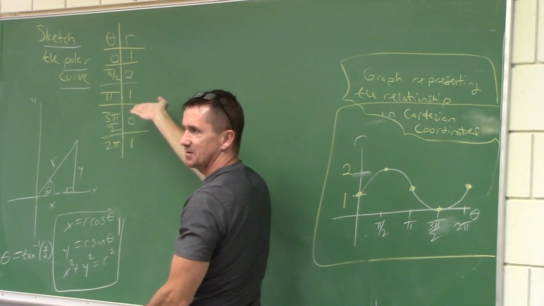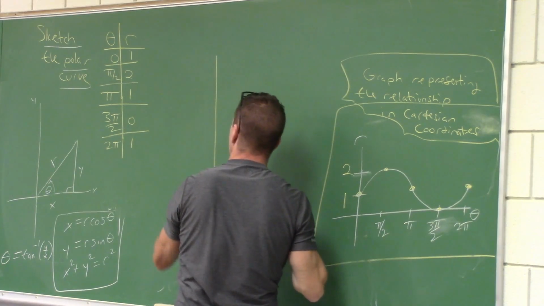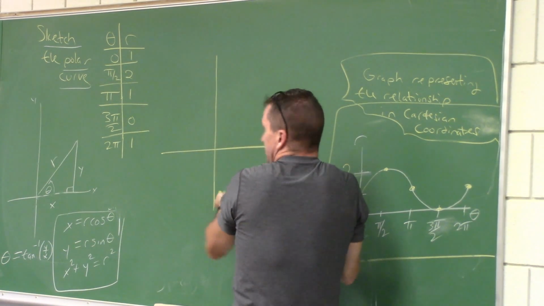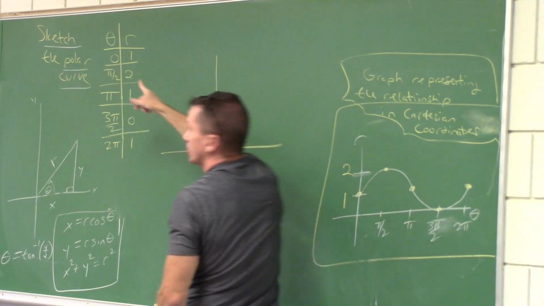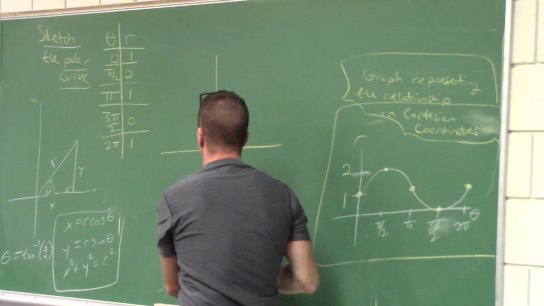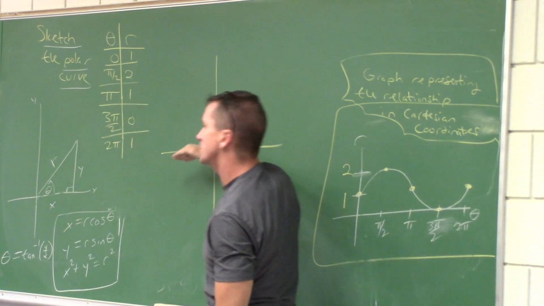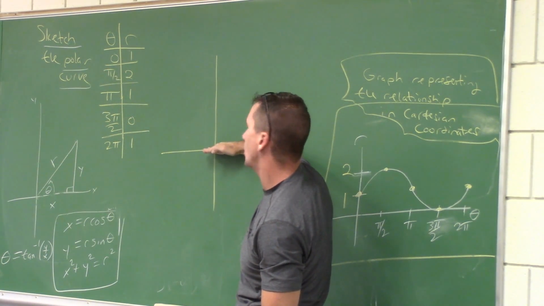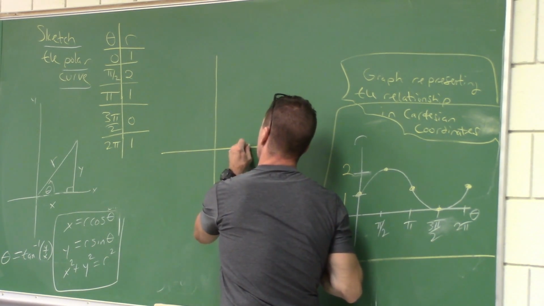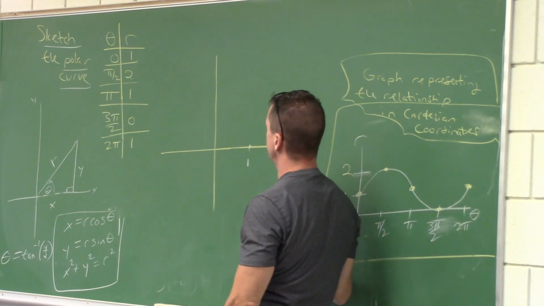You ready to sketch this with me? All right, we're going to go one at a time to sketch this thing. This is going to be in polar coordinates. It's the same Cartesian plane, but we're sketching the polar curve that represents these points, okay? All right, start here. What's theta? Where's theta 0? How far away am I from the pole? So go 1 away from the pole. All right, so I'll start right here.